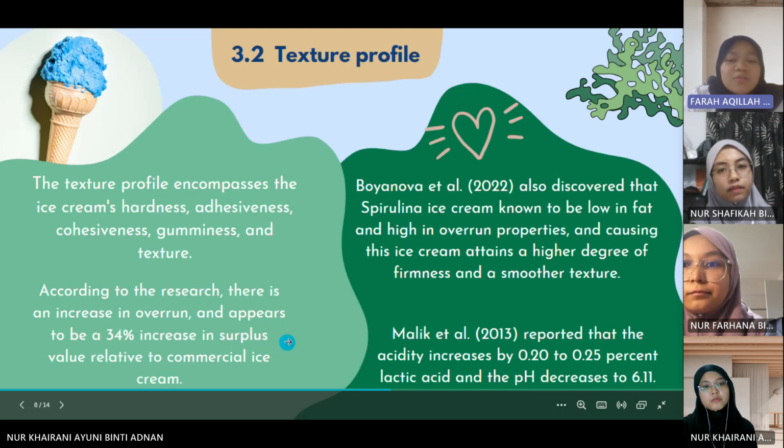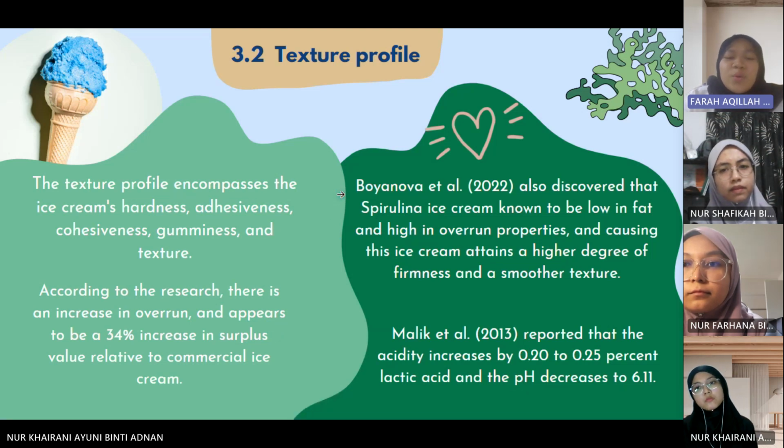Boyanova et al. also discovered that Spirulina ice cream is known to be low in fat and high in overrun, causing the ice cream to attain a higher degree of firmness and also a smoother texture. Compared to Spirulina ice cream, commercial ice cream contains more fat and has less overrun. As a result, commercial ice cream has a coarser texture and is not as smooth as Spirulina ice cream.